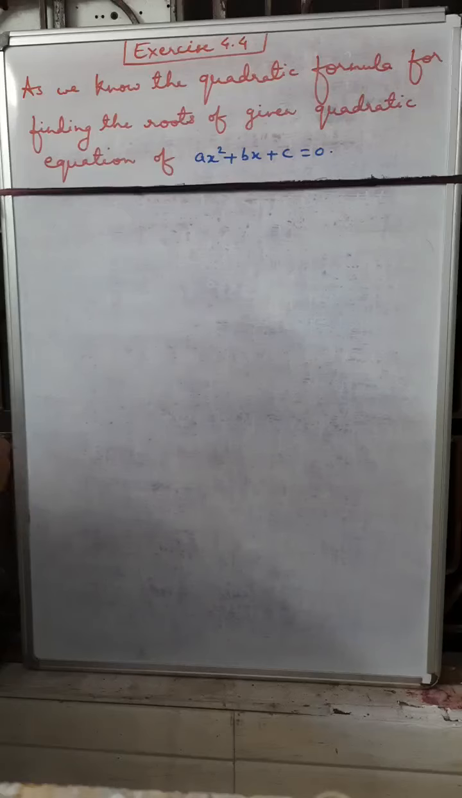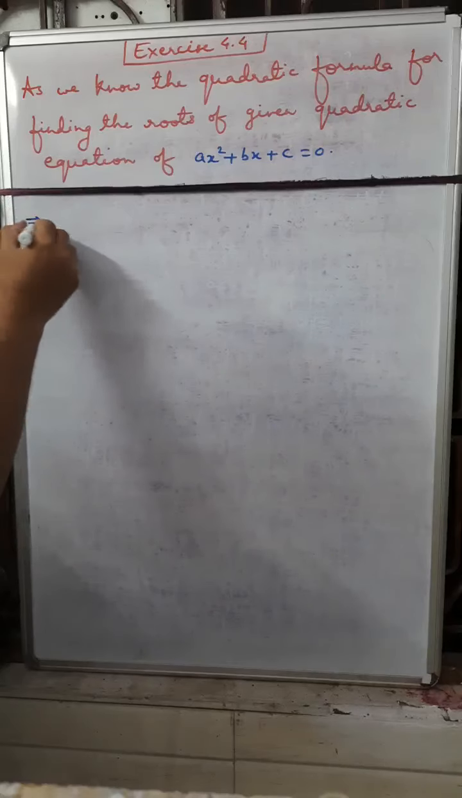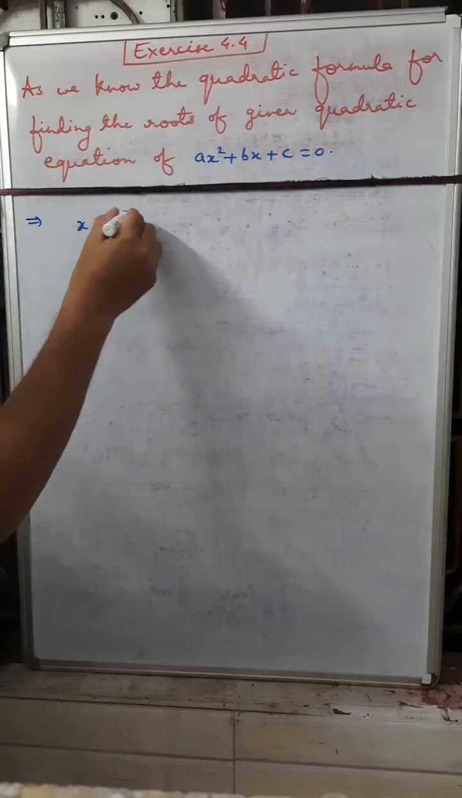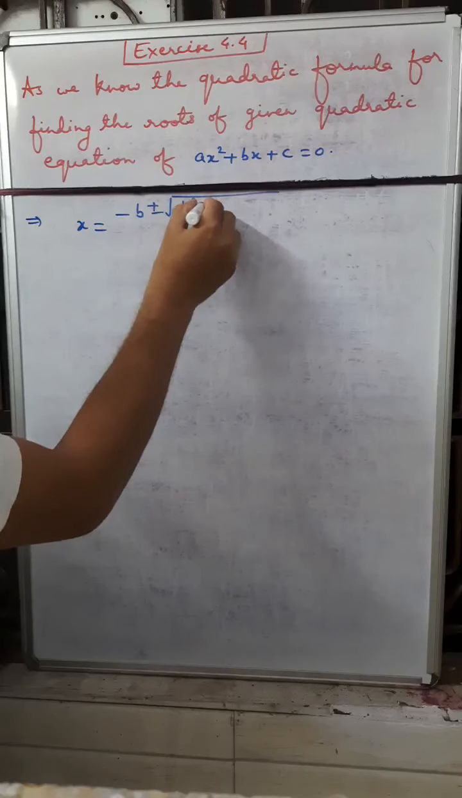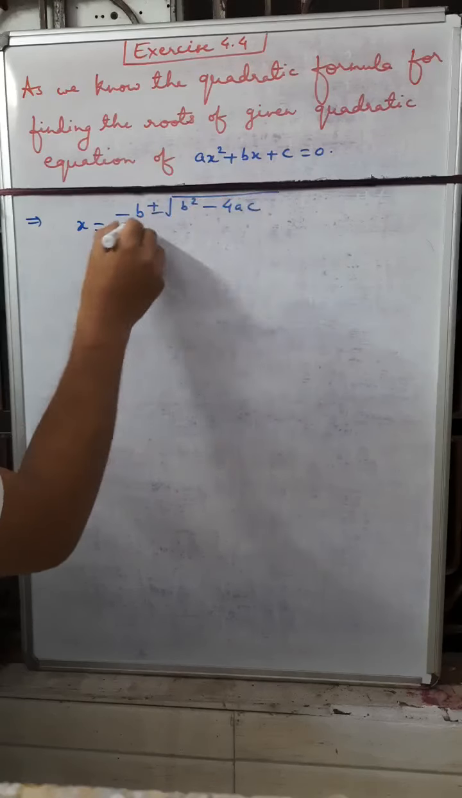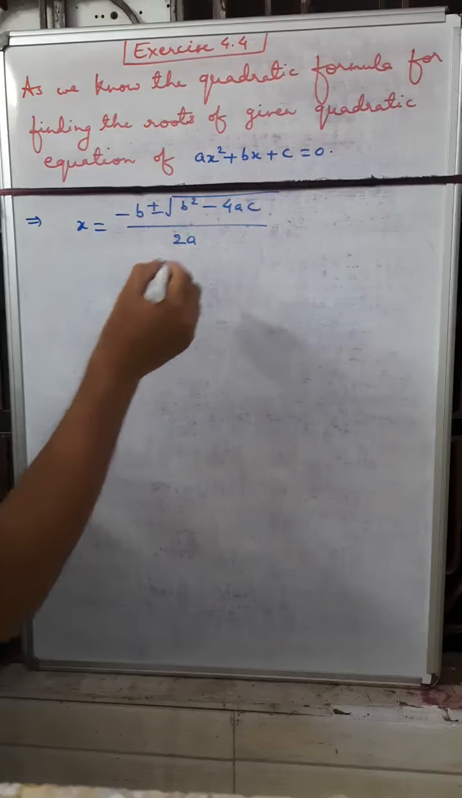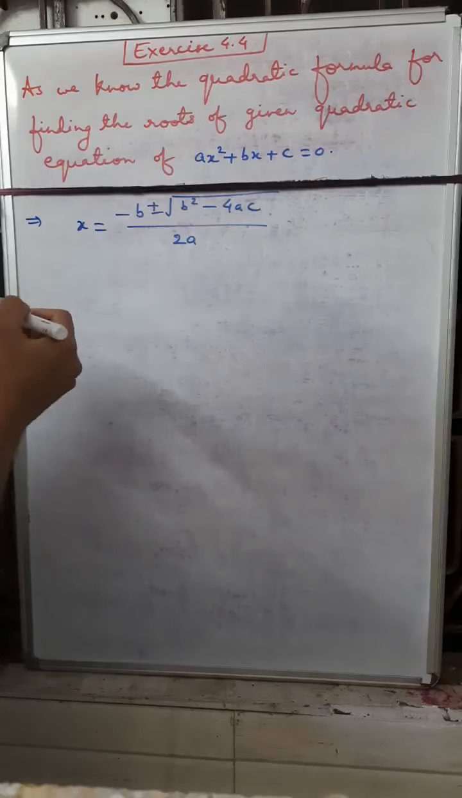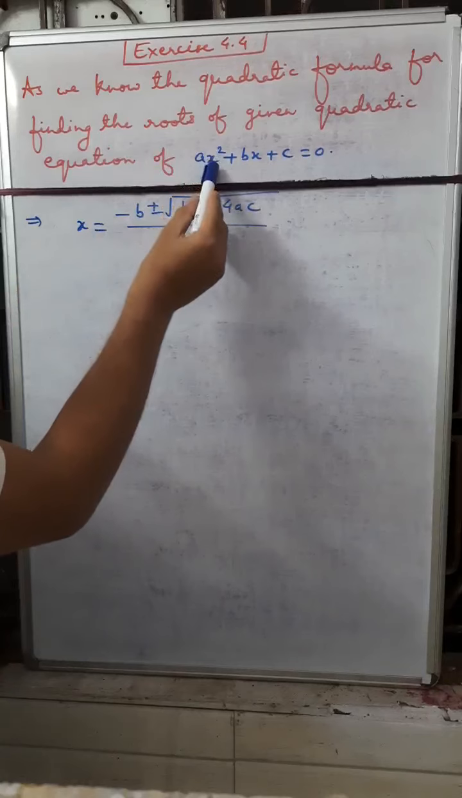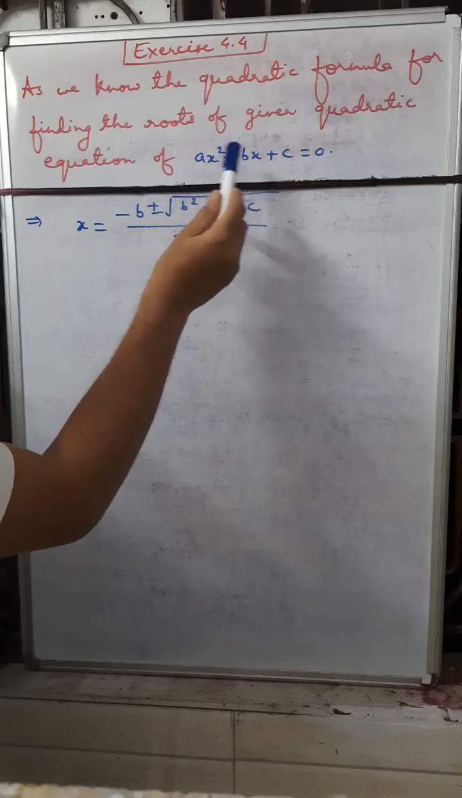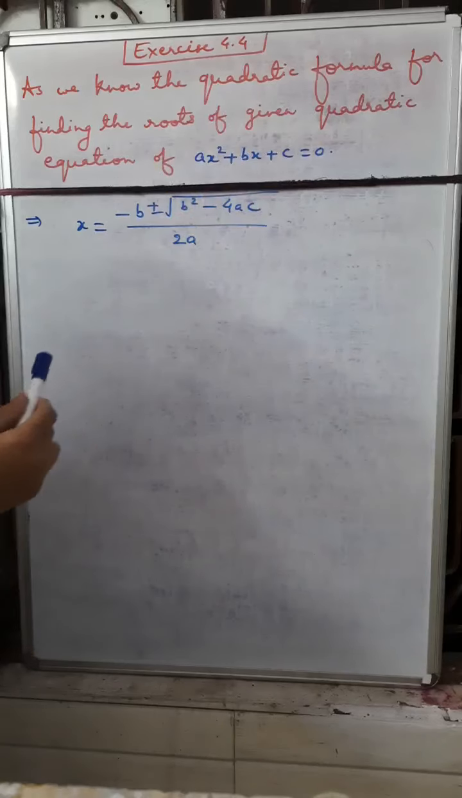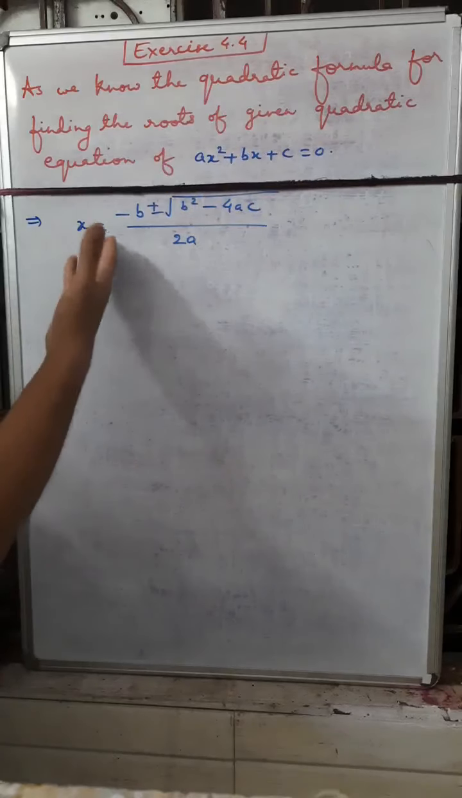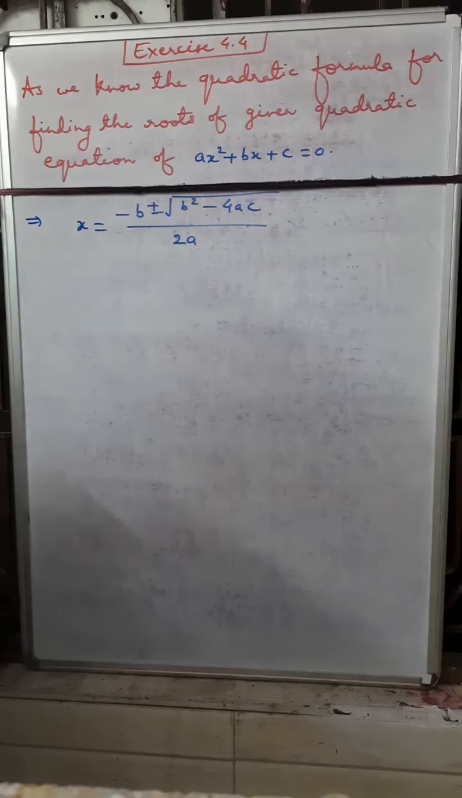So we know the formula. What is the formula? x is equal to minus b plus minus under root b square minus 4ac upon 2a. So a, b, c we can understand very well. The coefficient of x square is a, the coefficient of x is b, and c is a constant in the given equation. So we have three conditions.